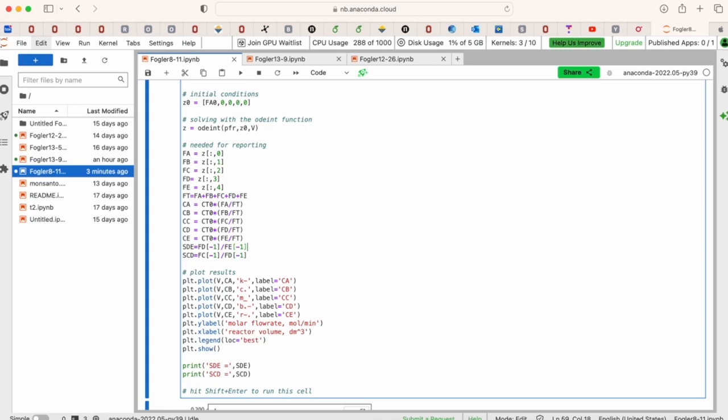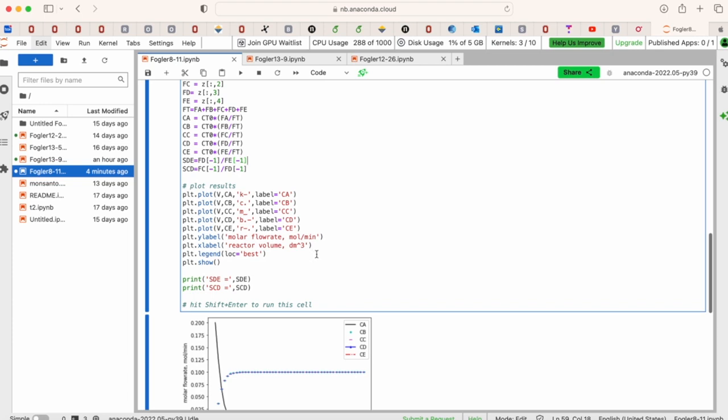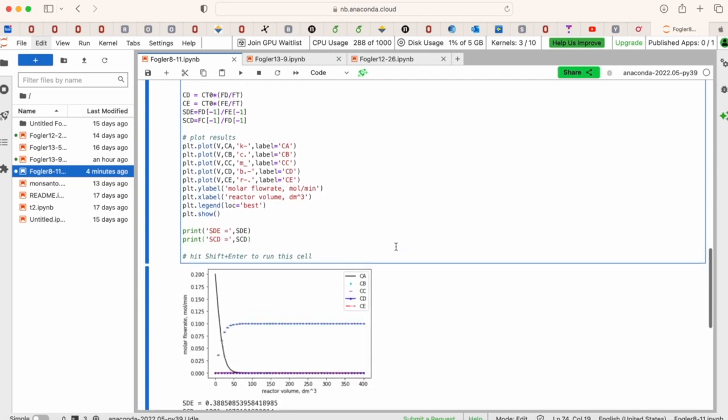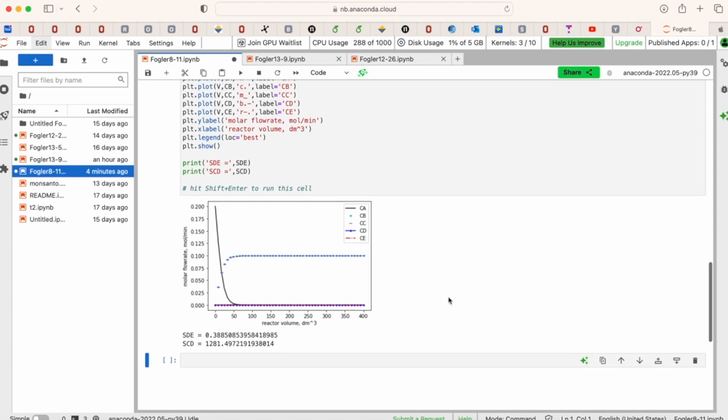Now, here are the equations for my cell activities. I'm looking for these cell activities with the tilde, which gives me the exit molar flow rates of the different species. I can use this term -1 here. If I put the argument in a vector as -1 in Python, that gives me the last value in the vector. That's exactly what I want. And then I can plot my different species. I'm going to plot all of my different concentrations, and then print out my selectivities. You can see I've already done that, but let me run the function.